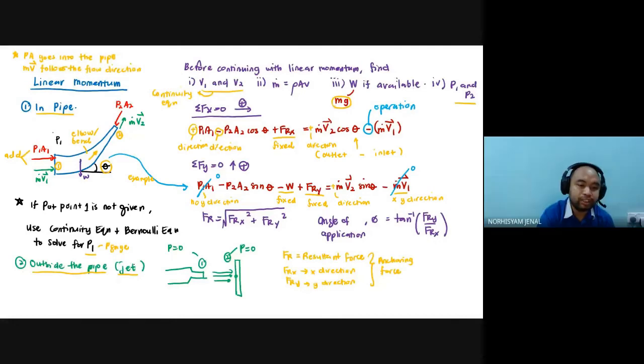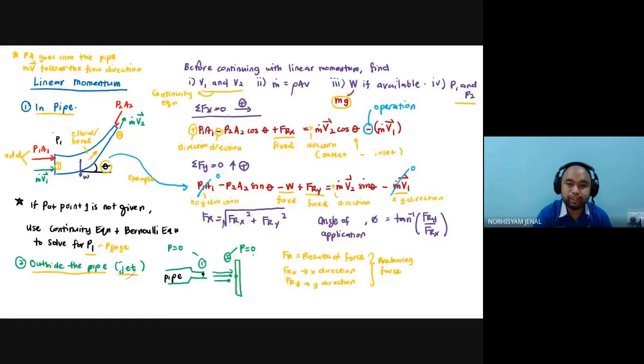Okay. So the outside-the-pipe question about the jet is what happens when you have water flowing out from a pipe. For example, this is the pipe. Water flows from point 1 to point 2. Both P1 and P2 equal 0 here. So all the P parts of the equation, if it's a jet, are equal to 0. So you will be calculating Frx and Fry in terms of m dot v only.